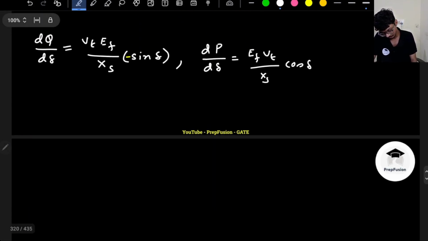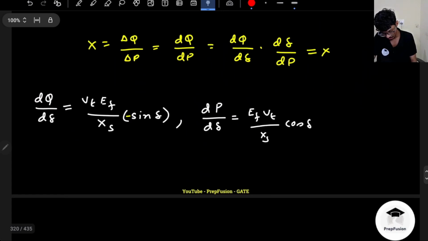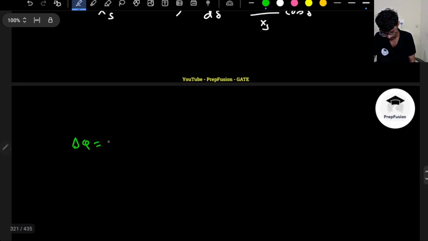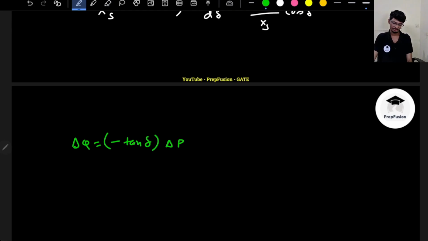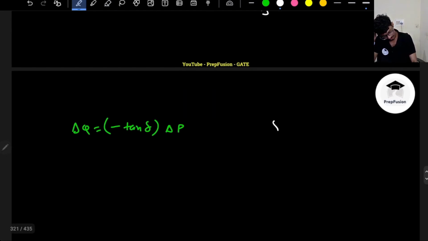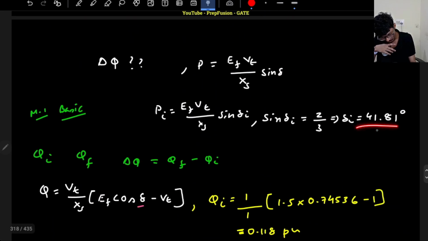Okay, so what is my x? X is this divided by this. So EF Vt by xs will get cancelled. Ultimately, if I want to find out delta Q, it will be equal to minus tan delta into delta P. Okay, now let's solve it. For this, I have to find out the initial delta value. So what was the initial delta value that we computed? It was 41 point something, right? 41.81.